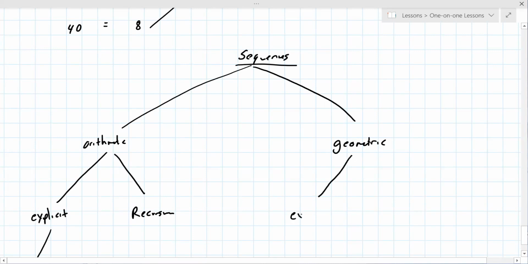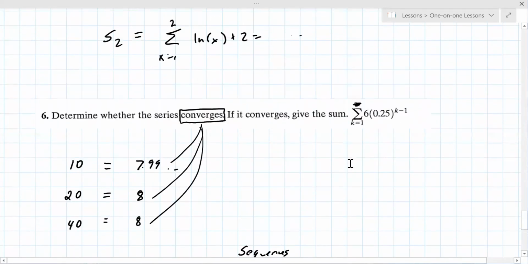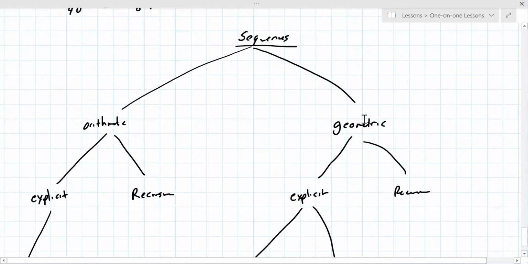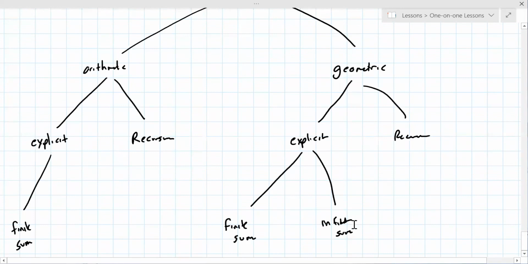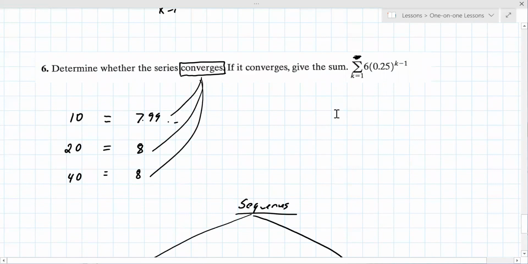You can do the same thing: write explicit and recursive formulas. With the explicit formula, there are actually two types of sums you can find: a finite sum, and in some cases an infinite sum. So in problem number 6, where we're determining whether the series converges, we're going down the path on the right. It's a geometric sequence, we have an explicit formula, and we can find an infinite sum for it. Okay, so let's do this now.